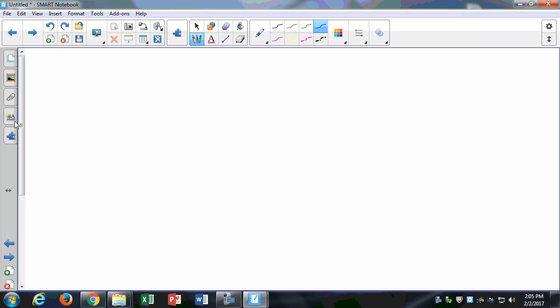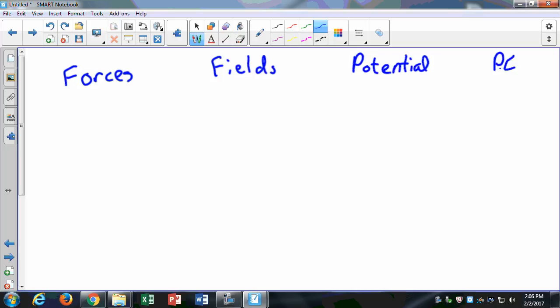Now, we're doing forces, fields, and potential. So we have forces, fields, potential, and then we also have potential energy, which I sort of grouped together with potential.